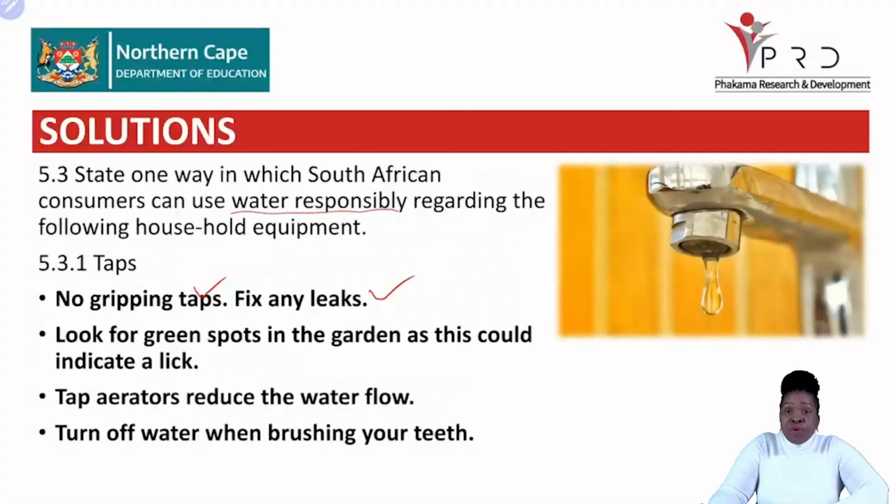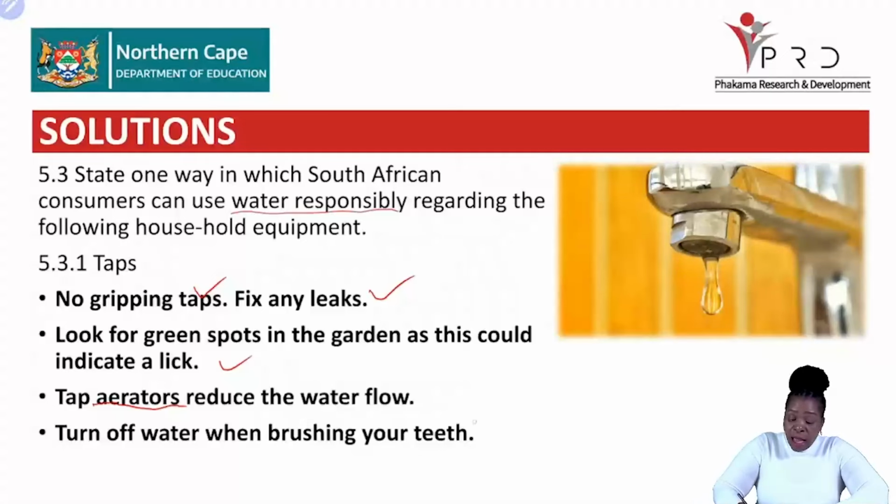Sometimes taps do not seem to leak during the day because the whole household is busy using water, so you might not even notice that a tap is leaking. So if it's a tap that is outside, you must look for green spots in the garden, as this could be an indication that there is a leak on the tap, right? Sometimes you can use what we call tap aerators. They actually reduce the flow of water, thereby saving water in the home, right?